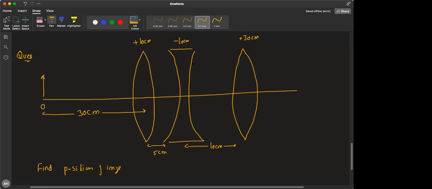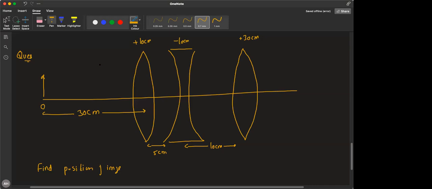Size of the object. Sorry. Ahmed, your voice is not clear. Is there any size of the object? Any size? No, okay, no size of the object. Size is not given. We just need the position of the image.